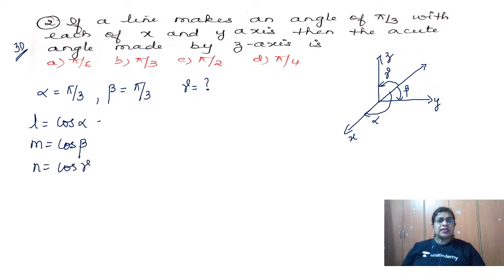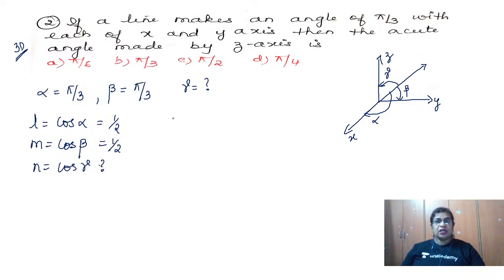So what is this? Nothing but cos of pi by 3. Pi by 3 is 60 degrees, right? So cos 60 is sine 30, which is equal to 1 by 2. This is also equal to 1 by 2. I do not know this gamma. I have to find it out.